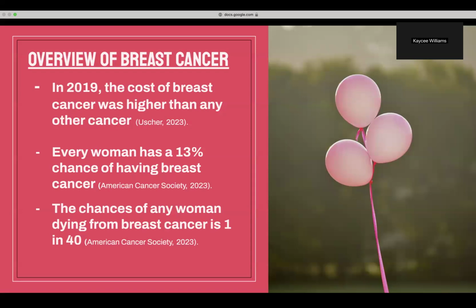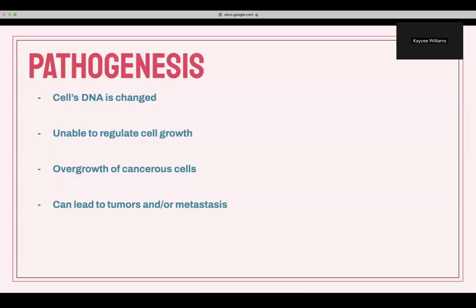Breast cancer is the most common cancer in the United States, and approximately one out of every three newly diagnosed cancers is breast cancer. So it is definitely worth educating those patients not to miss that mammogram. It's pretty prevalent, unfortunately. So moving on, the pathogenesis of breast cancer.